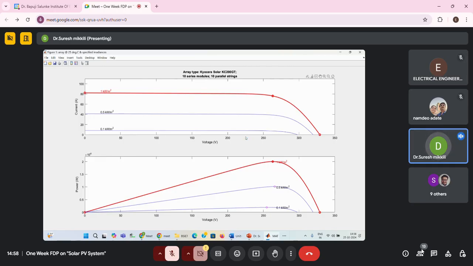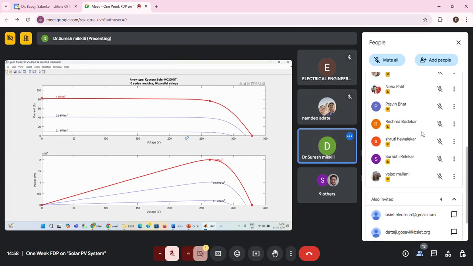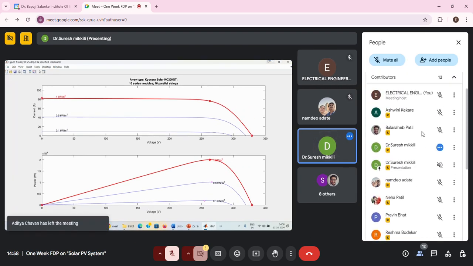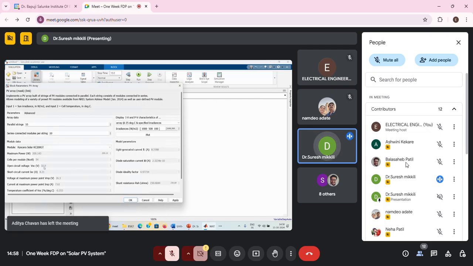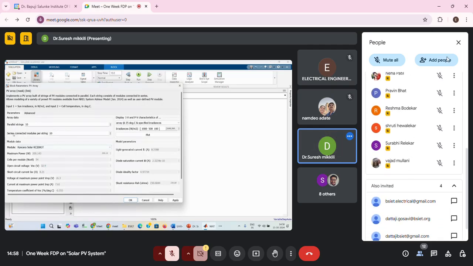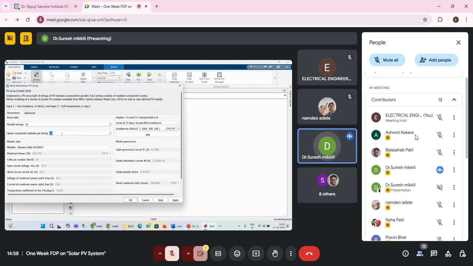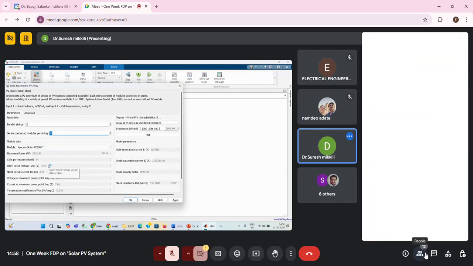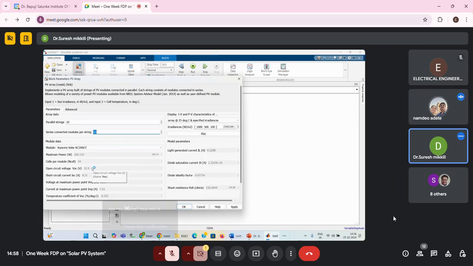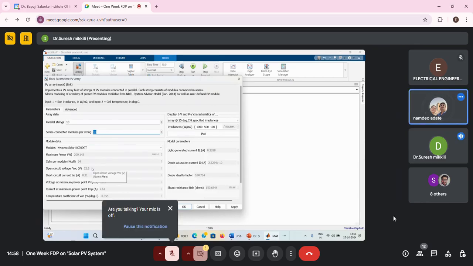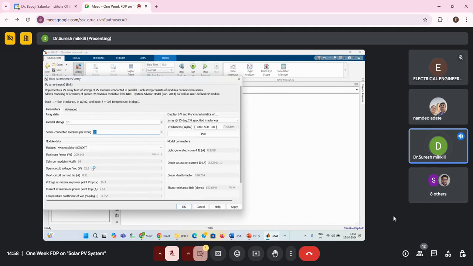So how much will the voltage be? 10 modules are in series, 10 modules are in parallel. I have the voltage of 32.9 for one module, and 10 modules are connected in series in a string. So how much voltage should I get? 329. Yes. And 10 modules in parallel? No, sir, it is a series parallel structure.